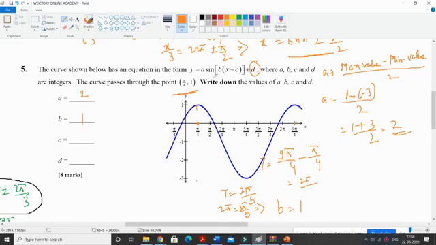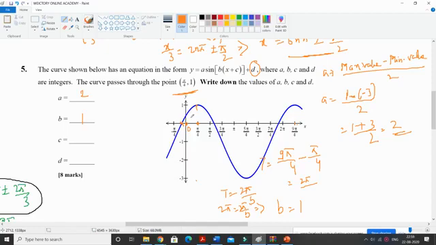Okay, so it's a sine function. Generally this curve passes through 0. But now you are getting 0 at this particular value. So it's been shifted towards left.